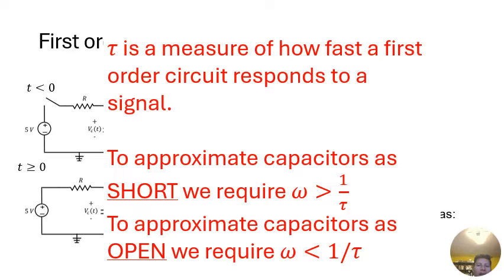All right, so to reiterate it for a third time, to approximate capacitors as short, we require that omega is greater than 1 over tau. And to approximate capacitors as open, we require that omega is less than 1 over tau. So of course, this translates to omega C is greater than 1 over R.